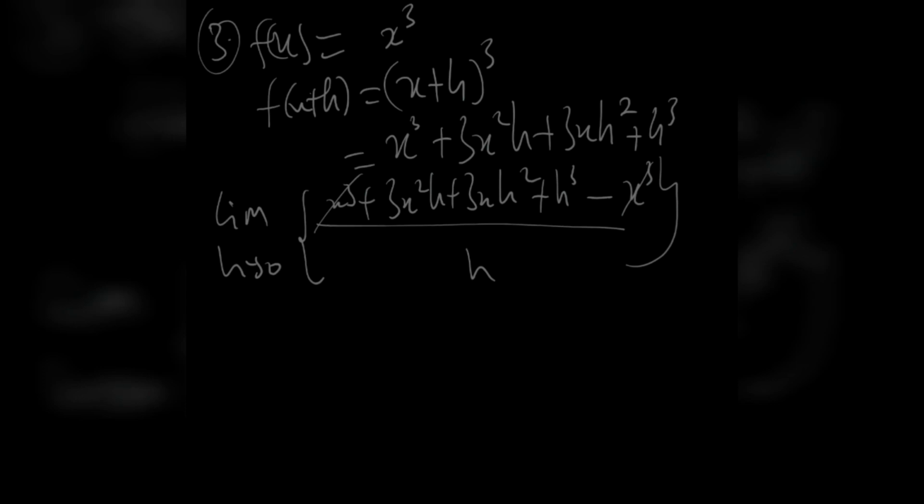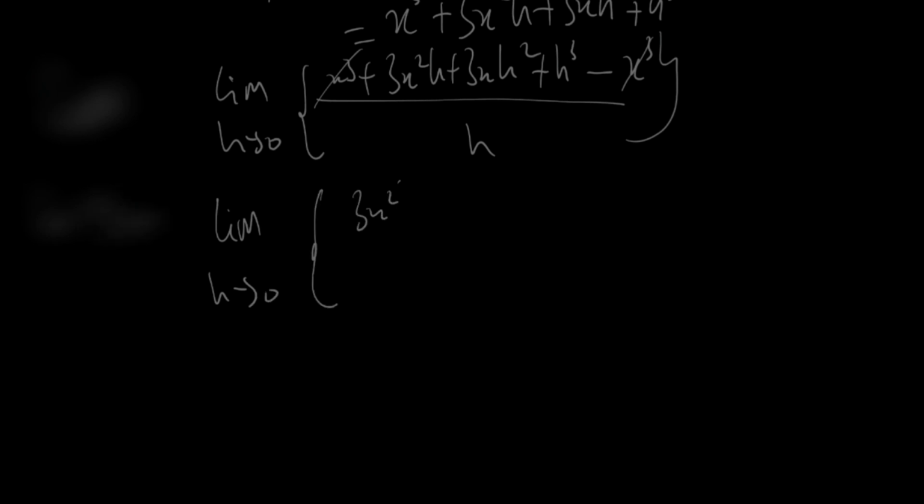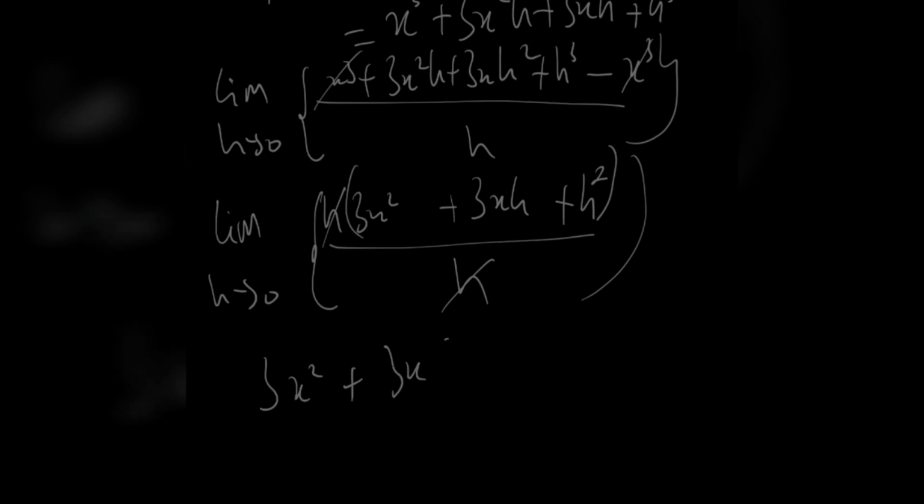The x cubed cancels out. Okay, then we get this: 3x squared h plus 3xh squared plus h cubed all over h. Okay, so if you factor out h, then this h will be gone. The square will no more be here, then you'll be left with just h, so they will cancel out. So replacing h with 0 afterwards, we get 3x squared plus 3x multiplying 0 plus 0 squared, and that will give us just 3x squared as our final answer.